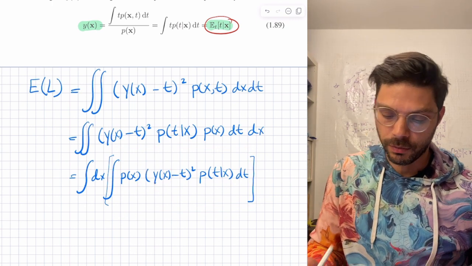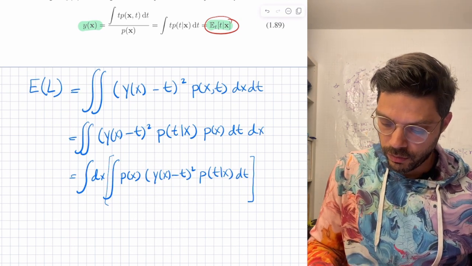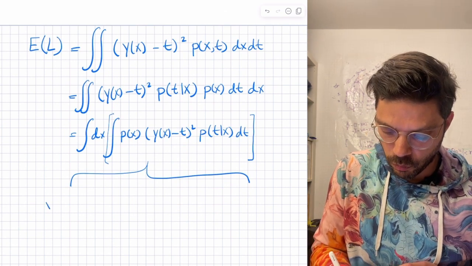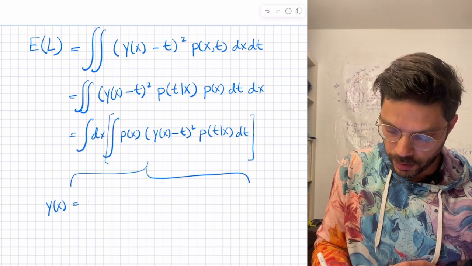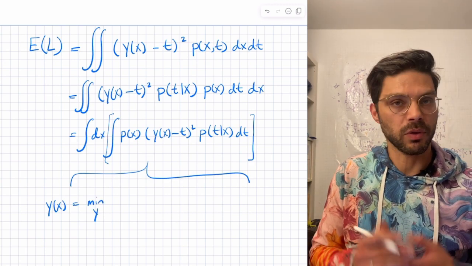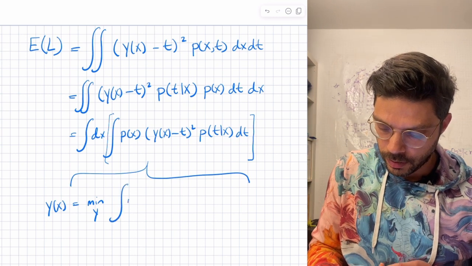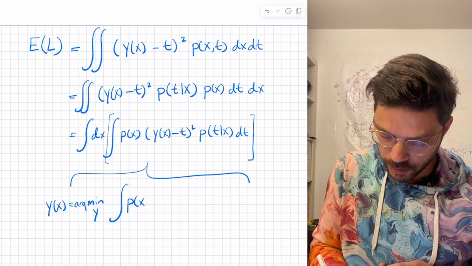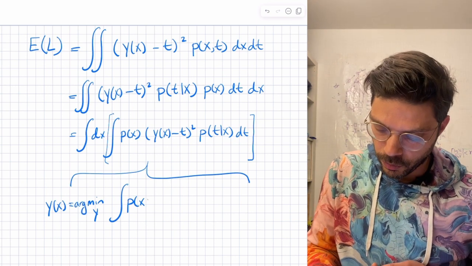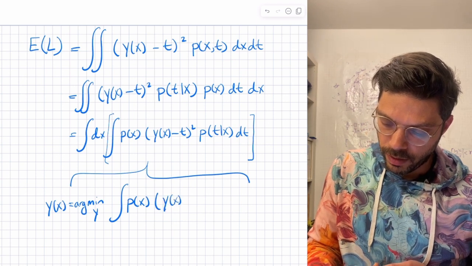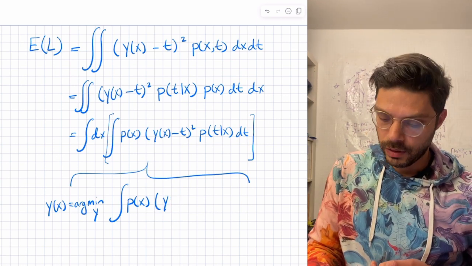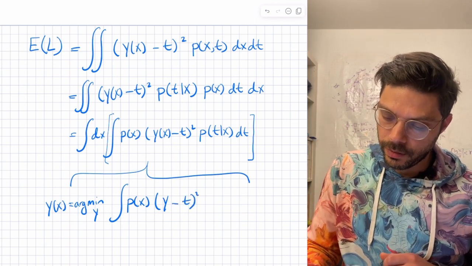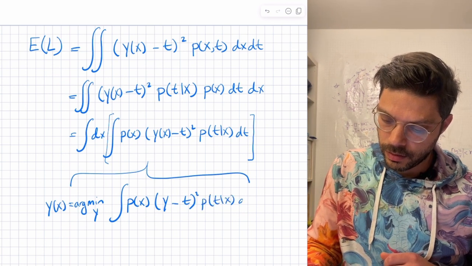Let's write that down here. Now we're going to have a minimization problem. So y of x is going to be equal to the arg min over just a scalar value y of the integral of y minus t squared p of t given x dt. So the value y that we're going to actually get, and y is now just some scalar.